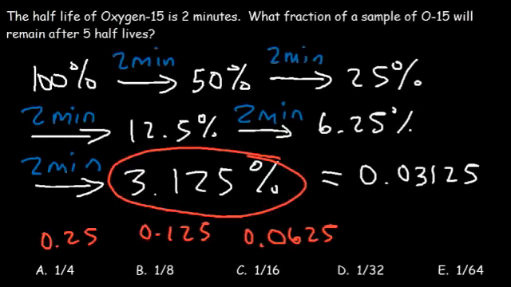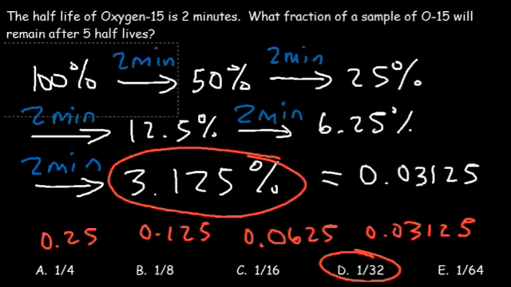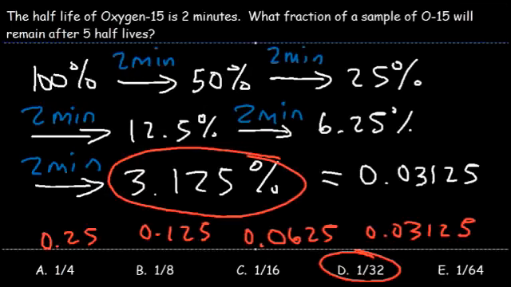And 1 divided by 32, this is 0.03125. So the correct answer is D. That is the fraction that remains. Now, there's another way that you can get this answer, and it's a much faster way if you understand it.